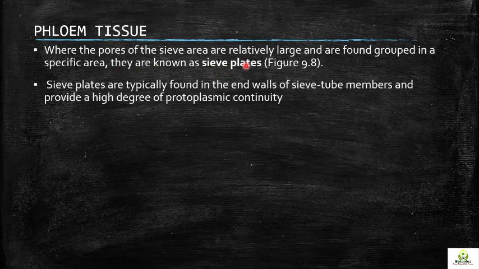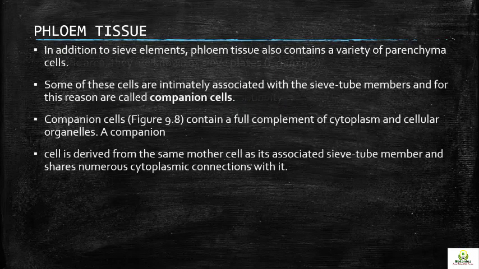So the cytoplasm of these sieve tube elements is connected with one another. They are making a long continuous rank of cells. We can say that it is one cytoplasm, as it is connected with one another, so they are not separate cells. So sieve plates are typically found in end walls of the sieve tube members and provide a high degree of protoplasmic continuity, as they are responsible for giving the continuity of the protoplasm.